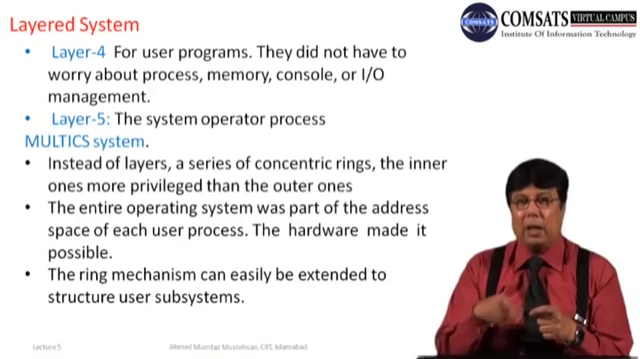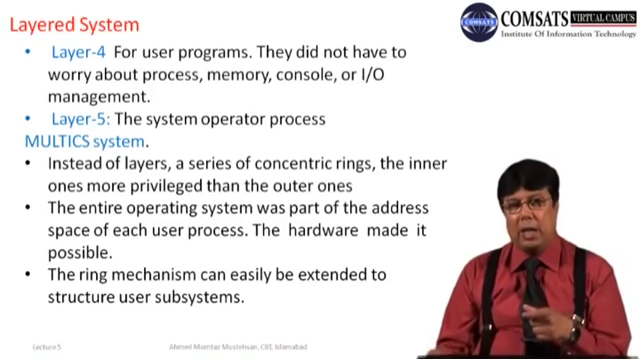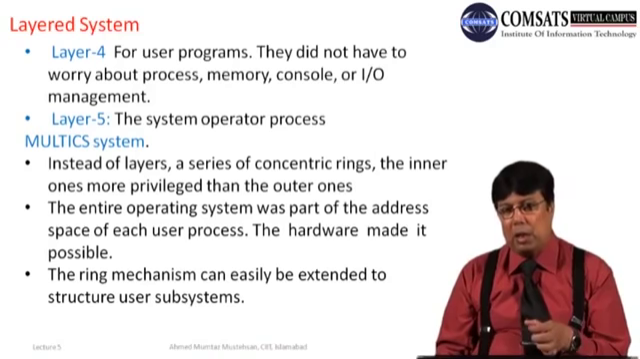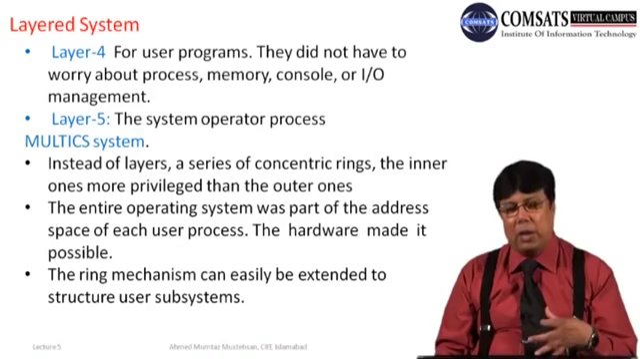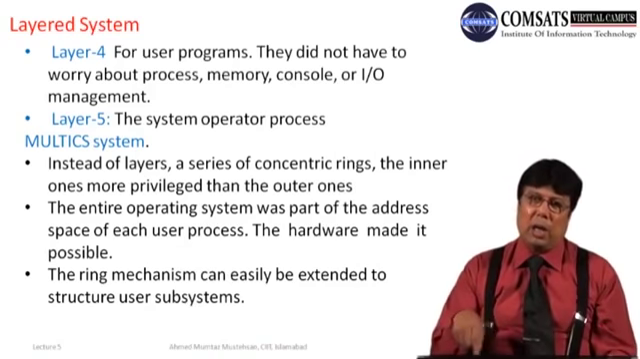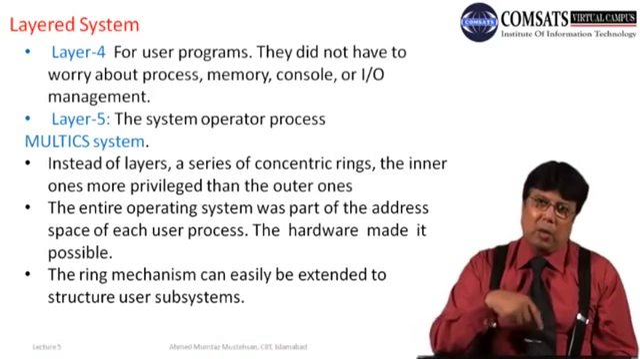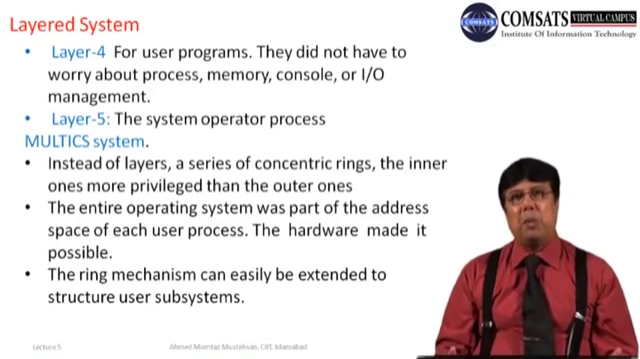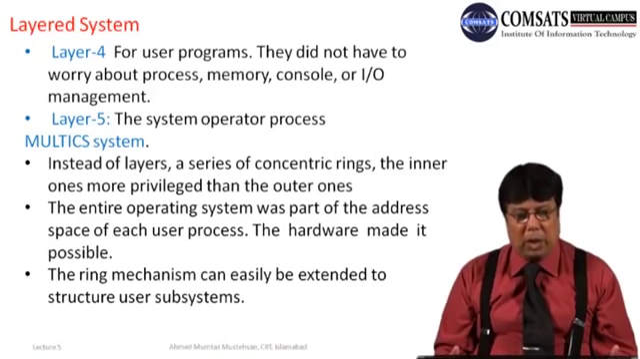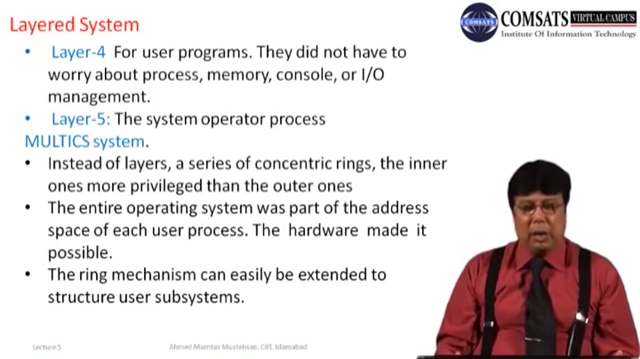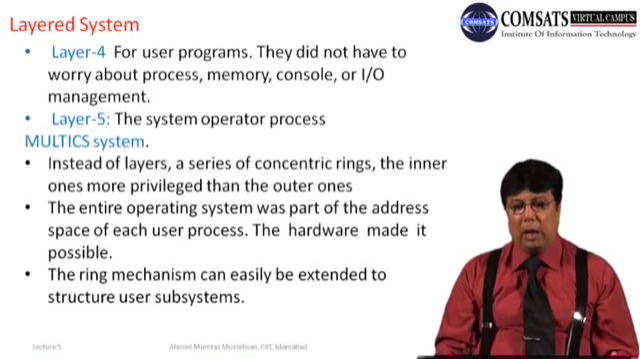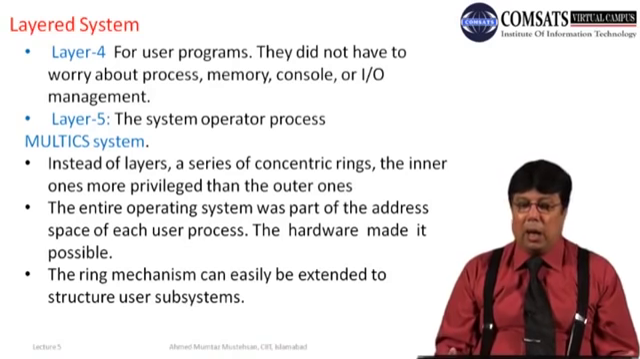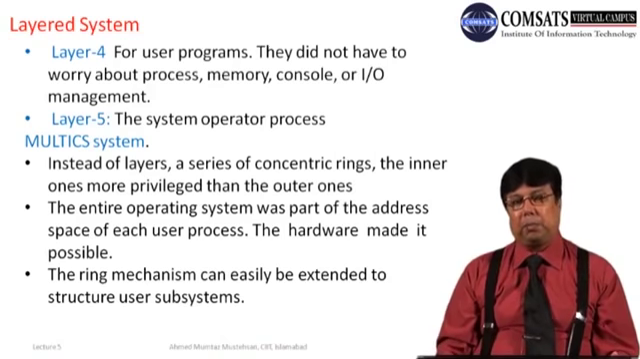Over that we have another ring, wider one, that contains ring number 0 in it. So that could be the next ring. Then we can have the next ring, then we could have the next ring. So we can have concentric rings, एक ring से बड़ा ring, उससे बड़ा ring, उससे बड़ा ring. Basically, this is the implementation of the layered system in the form of rings. Primarily, the entire operating system was a part of the address space of the user process. Okay, the hardware made it possible.